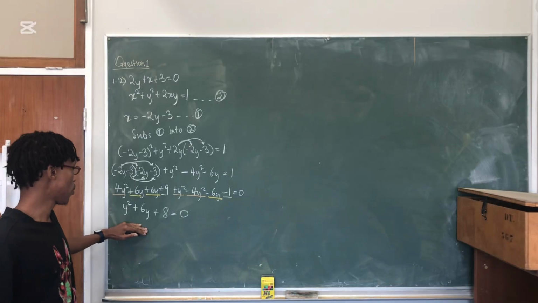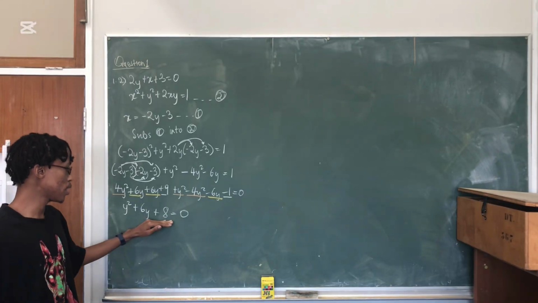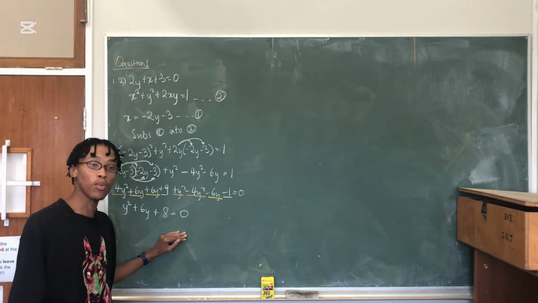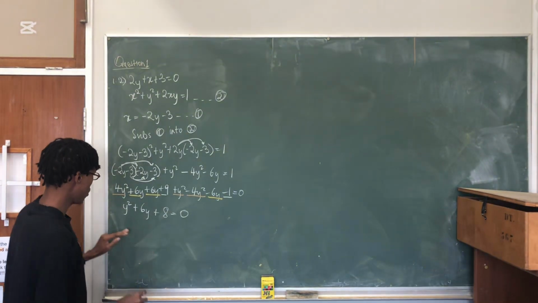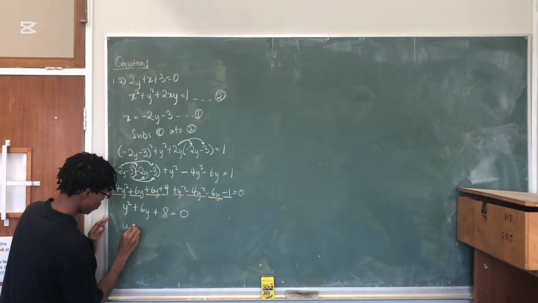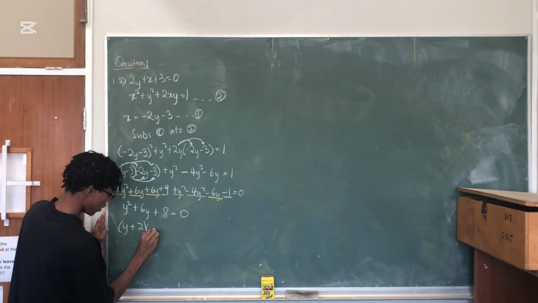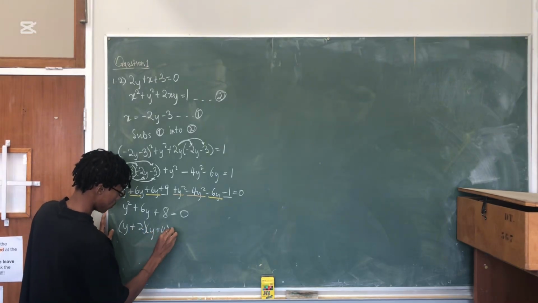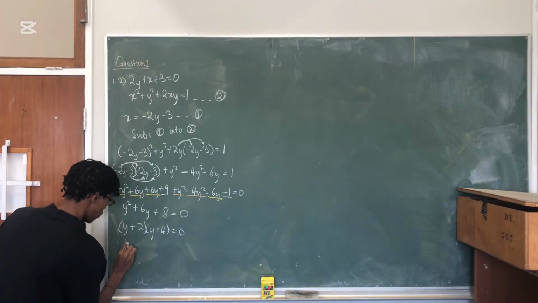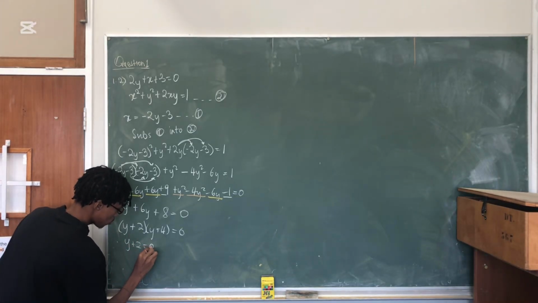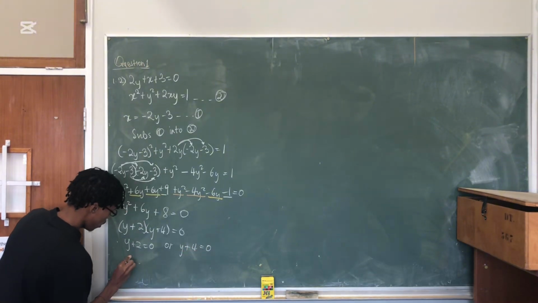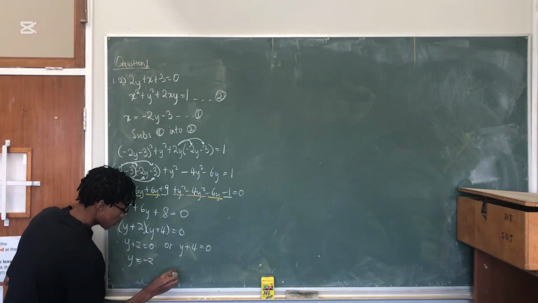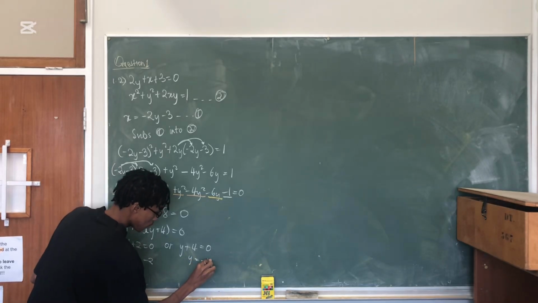We have y squared plus 6y plus 8 is equal to 0. If you want to use your quadratic formula, you are allowed to use it. But from here, you can also see that it's y plus 2 as well as y plus 4. Therefore, y plus 2 is equal to 0, or y plus 4 is equal to 0. And the solutions for y are negative 2 and negative 4.